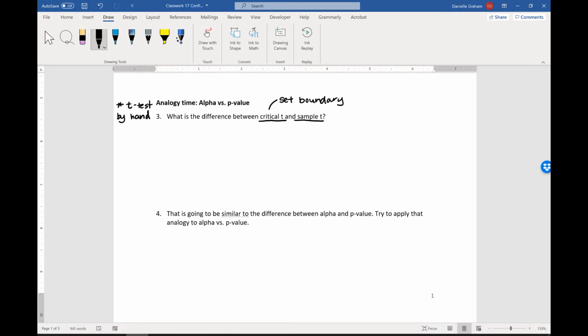our critical t. So we need to understand, how does that work? But this is really more relevant if we're doing our t-test by hand, where we're actually working out the calculation and we end up with a t-value and we need something to compare it to, to know, okay, well, what does that mean? Is it significant or not significant? Then we'll go ahead and extend our analogy to comparing alpha versus p-value. And this is really going to be relevant for us when we're doing a t-test using the computer.